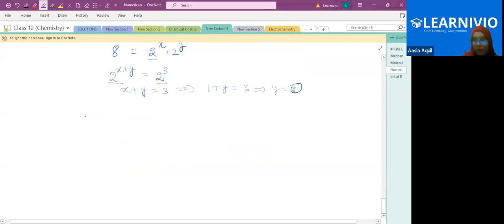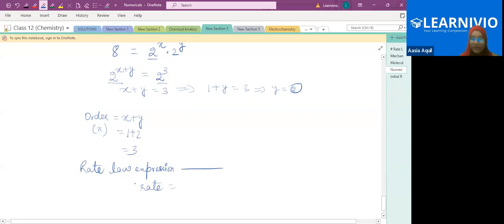Now if y is equal to 2, we know the order. Order means n, and it will be equal to the sum of the powers, x plus y. So it means 1 plus 2, so the order is 3. Similarly, you can write down the rate law expression. So rate will be, just substitute the value of x and y in equation number 1. Concentration of A, and x value is 1. Concentration of B is to the power 2. Okay, so that's the rate law expression.